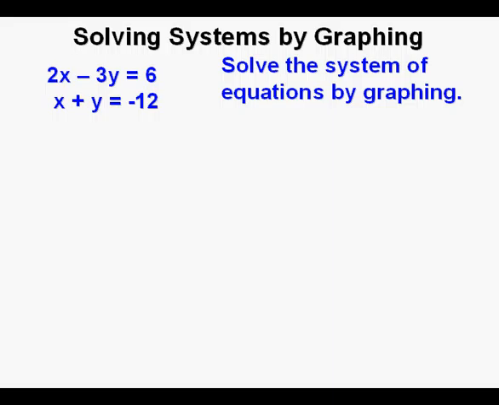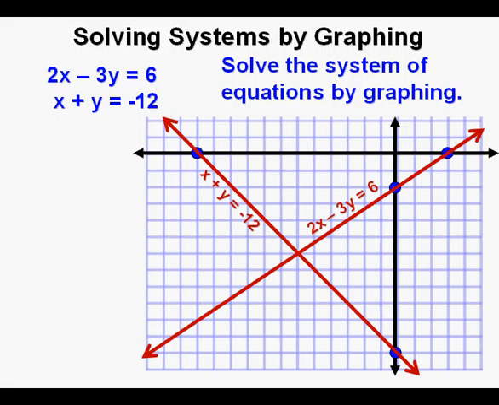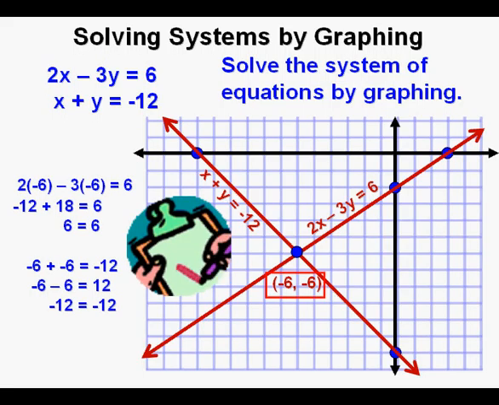Here are the two equations graphed. The one with the positive slope is 2x minus 3y equals 6, and the one with the negative slope is x plus y equals -12. And the intersection is here at (-6, -6). And testing the solutions in both equations, we see that they both do check out. Check.